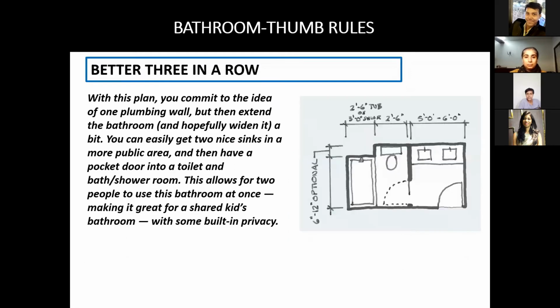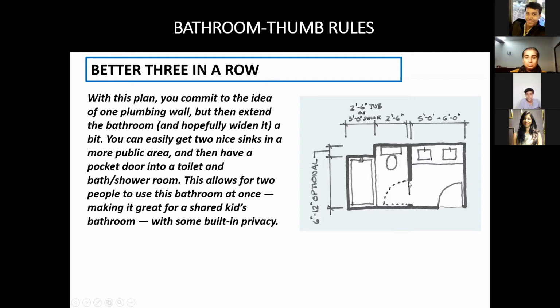Then coming to the next slide. So here are different types of layout. How can we place our fittings? Better 3 in a row. With this plan, you commit to the idea of one plumbing wall, but then extend the bathroom and hopefully widen it a bit. You can easily get two nice sinks in a more public area and then have a pocket door into a toilet and a shower room.